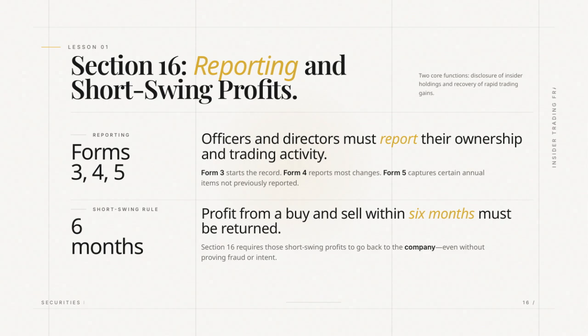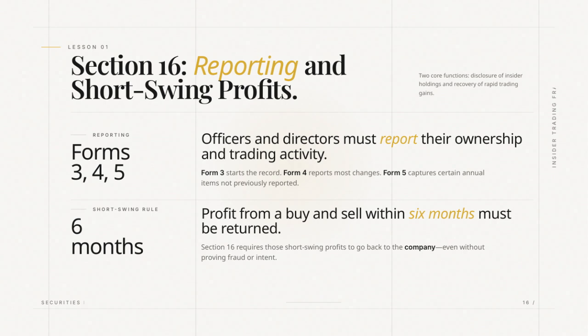Starting with reporting, officers and directors are required to file specific forms. Form 3 establishes their initial ownership. Form 4 is used to report most changes in their holdings, and Form 5 is for certain annual disclosures that weren't reported earlier. These forms help maintain transparency around insider transactions.